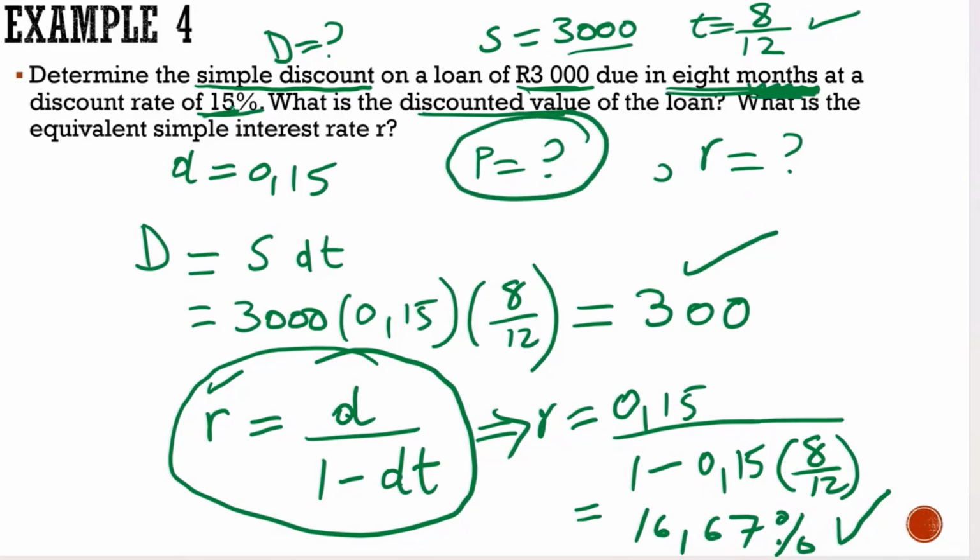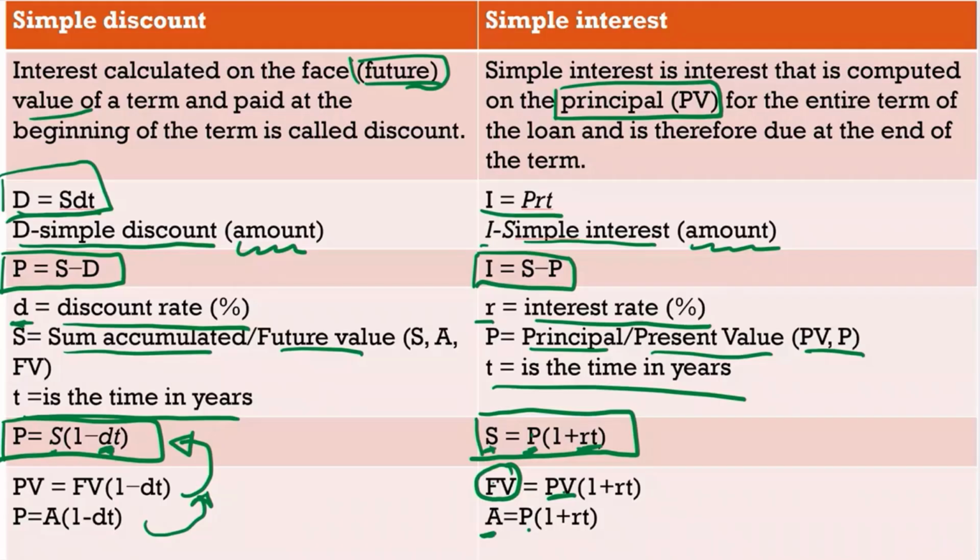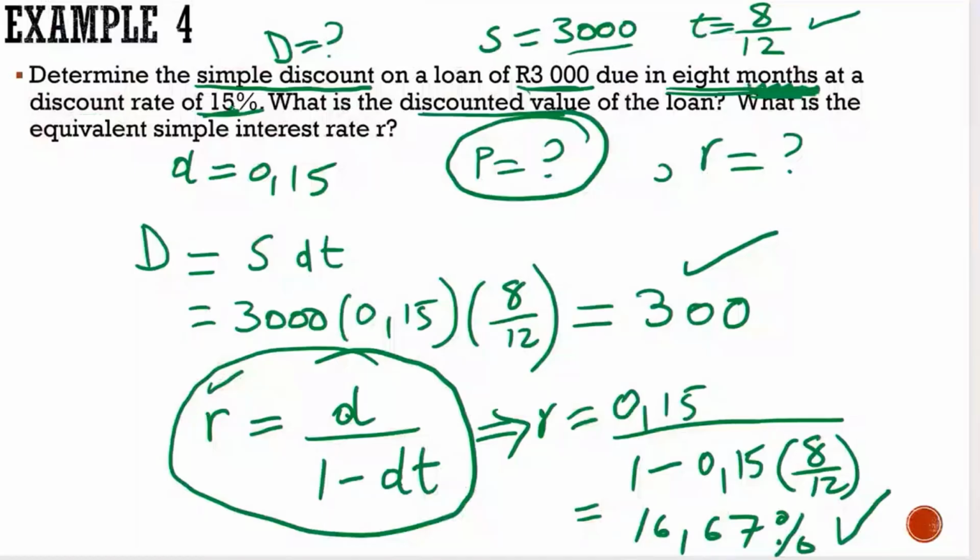So now how do we calculate our P? You go back to your formula sheet. There is the formula that you would use to calculate your P. I'm going to write it here. So your P is equal to S minus D.